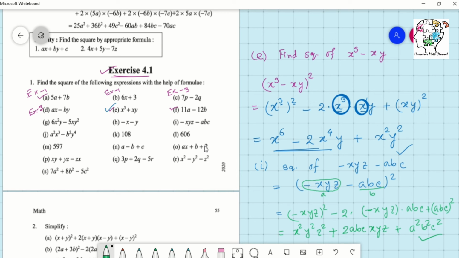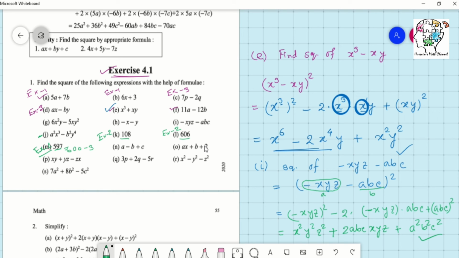Question number J, you can solve by using the minus formula. K and L, you can use example number 2, but the minus formula. M number will be the minus formula, right? M number will be minus 600. You can write 600 minus 3, that is 597, so you use the minus formula.